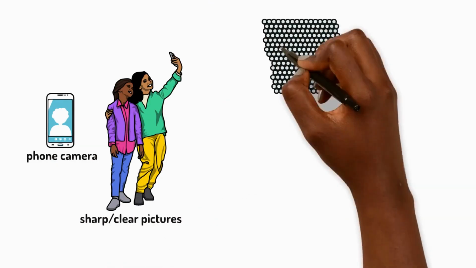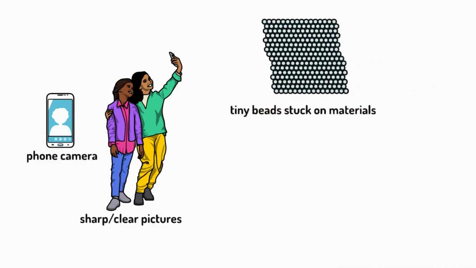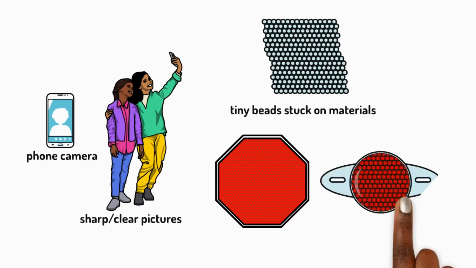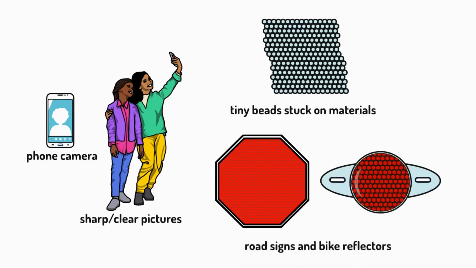Another way is to use tiny beads stuck on materials. Each bead acts like a mini mirror. Together, the beads bounce light directly back to the source very strongly. Road signs and bike reflectors use millions of beads to shine bright.